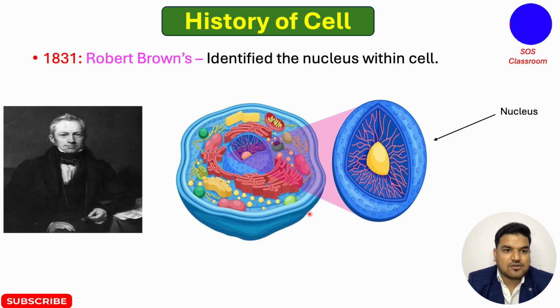In 1831, Robert Brown identified the nucleus within the cell. You can see this is the cell and this is the nucleus. So the nucleus was identified by Robert Brown in 1831.